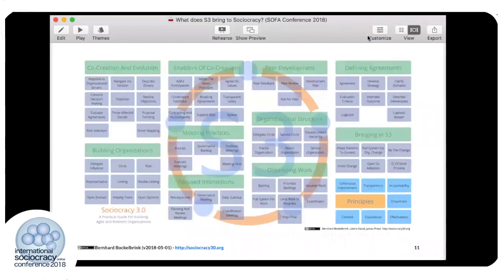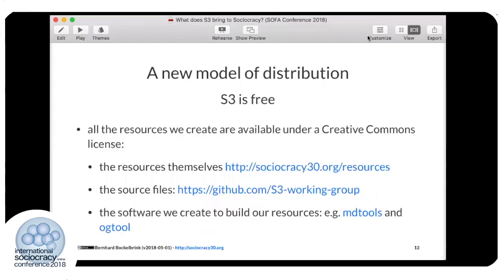You can see these patterns are grouped in 10 different groups, and we have around 70 of them. So this is the whole map. And if you go to the S3 website, you will find that map and a description for each of those patterns. What we also thought would be a good idea is having a new model of distribution.